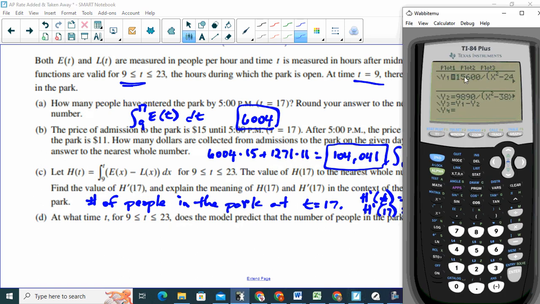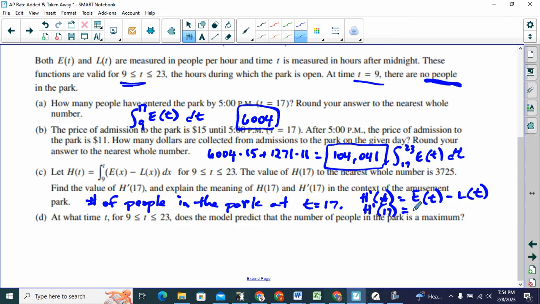So e minus L, that's my y3, y1 minus y2. I want to know what that is at time 17. You can get it by either finding the two values and subtracting them, or taking a look at your table at time 17. This is one of those cases. Notice that's not enough decimals. Highlight it. Negative 380.281.